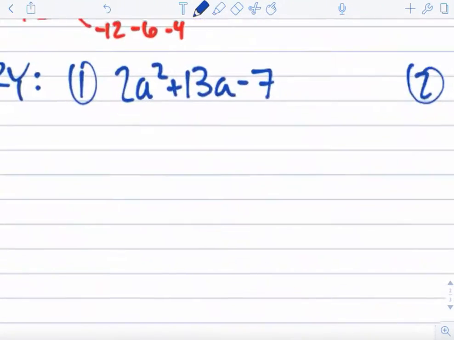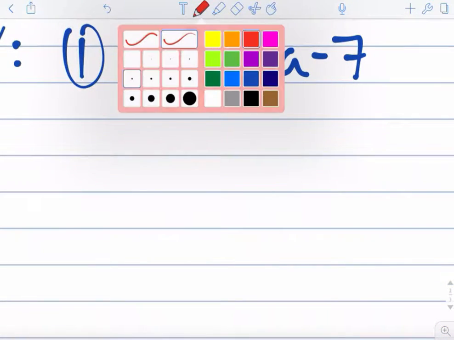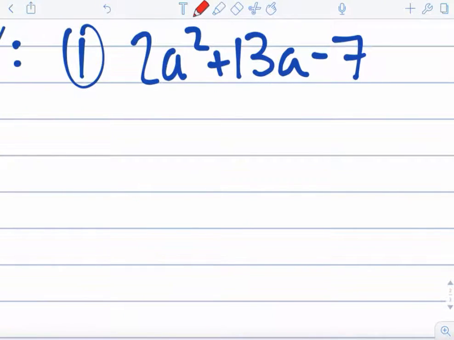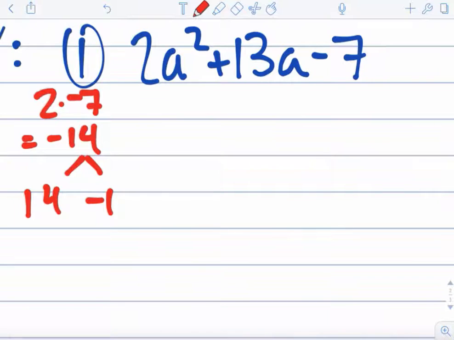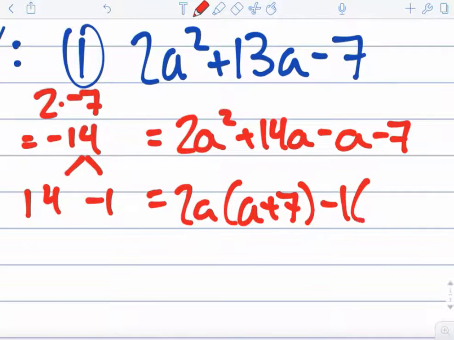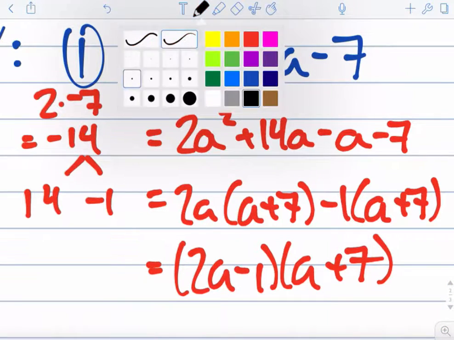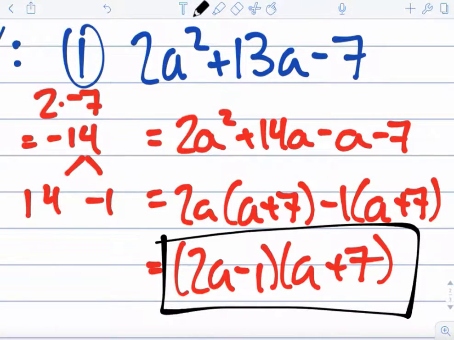I'm going to work one first. Okay, look for GCF. There's no GCF. AC, 2 times negative 7 equals negative 14. So that's going to factor as 14 and negative 1. So I have 2a squared plus 14a minus 7. I have 2a, and I'm left with a plus 7, minus 1, a plus 7. So I get 2a minus 1, a plus 7. Okay, so that is that one.